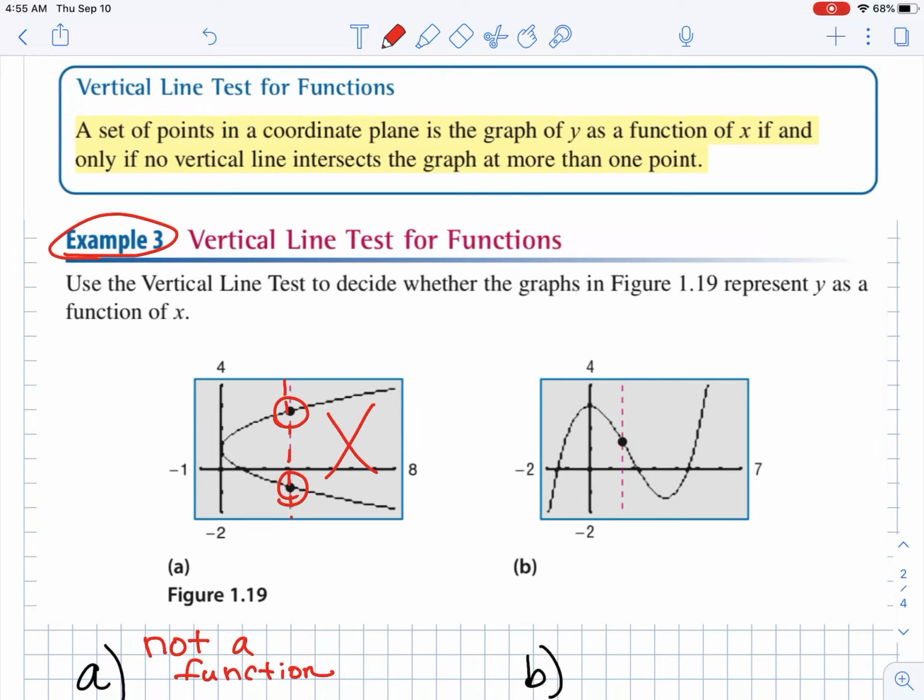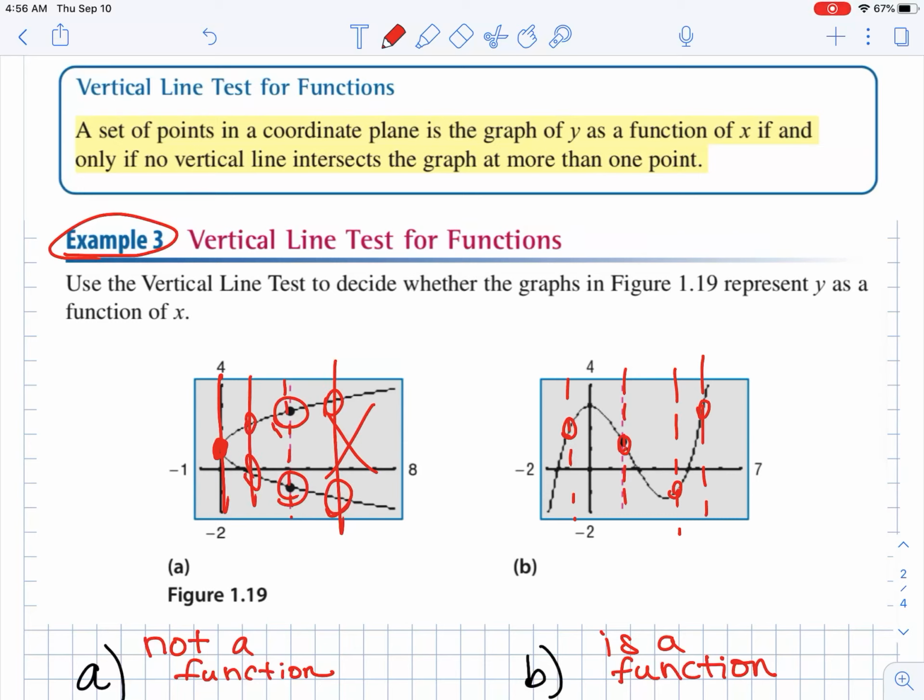And if we come over here to part B, we see that this is curvy. But when we do our vertical line test, it only hits once. And you can draw it multiple times to verify. In all of those places I drew a vertical line test, it only hits once. So this is a function. Okay, to compare, I could have drawn a vertical line test here and it technically only hits once right there. But anywhere else that I drew the vertical line test on that graph, it's going to hit it twice. Okay, so make sure that you can draw that line anywhere.